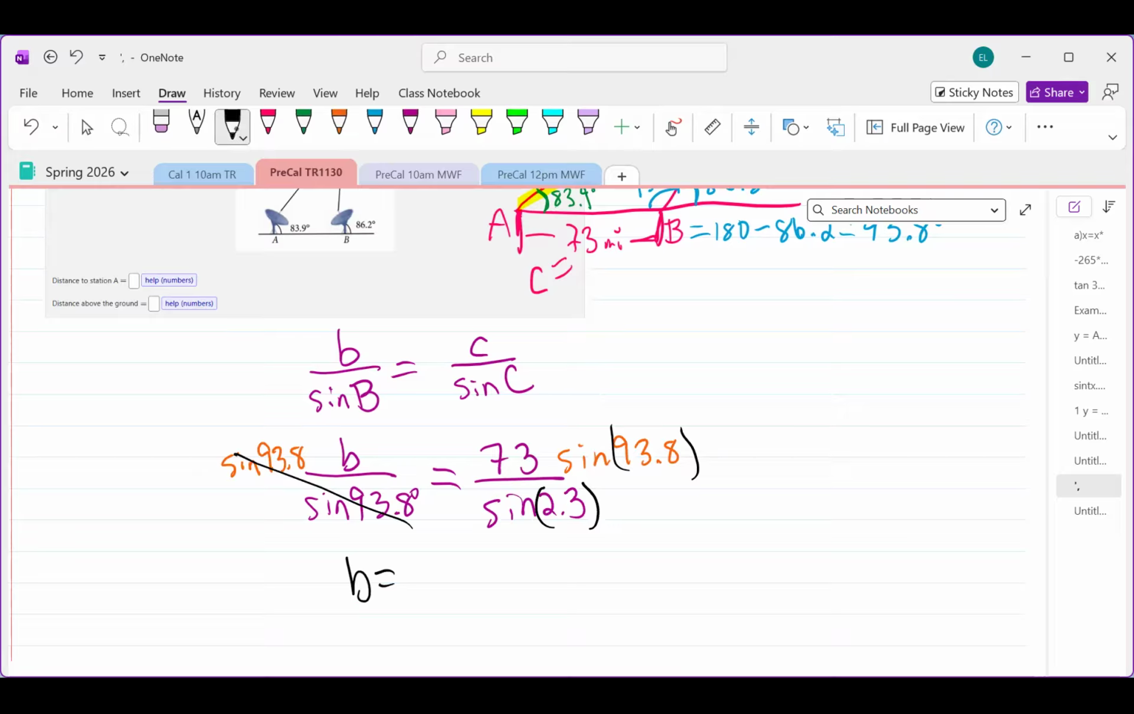And again, your calculation, the only difference should be that 73 is whatever number they gave you. So I've got 73 times the sine of 93.8, close the parenthesis, then divided by the sine of 2.3. And I get a very ridiculous number. So 1,815 miles. So that is how far the satellite is from radar station A.